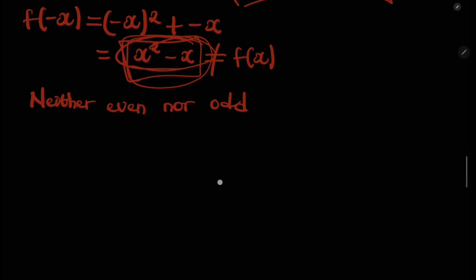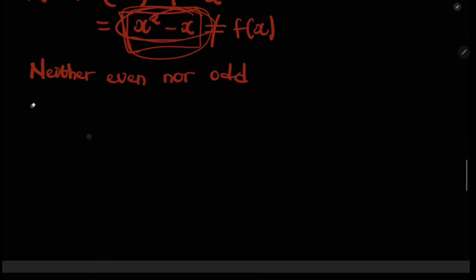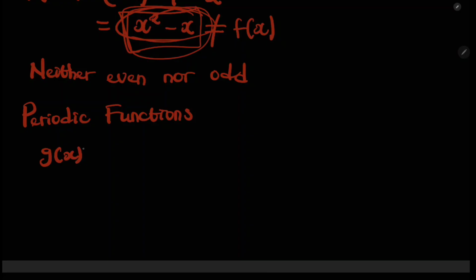Okay, now let's go to the next type of functions. That is, we have periodic functions. Okay, so periodic functions are in this form. Let me see. We have g of x equal to a certain x squared, and we are given a range. Let's say this. So these are periodic functions.